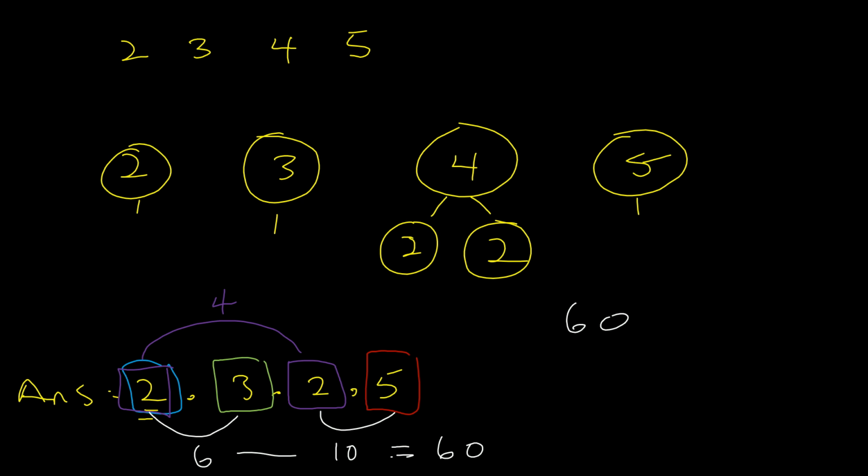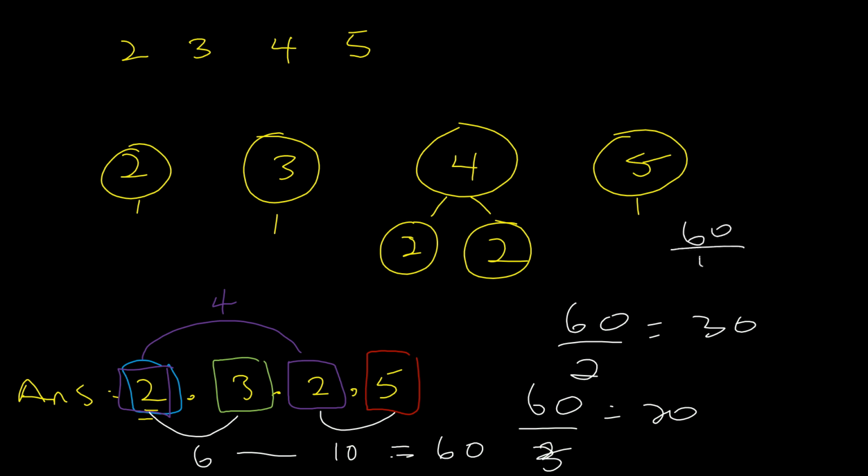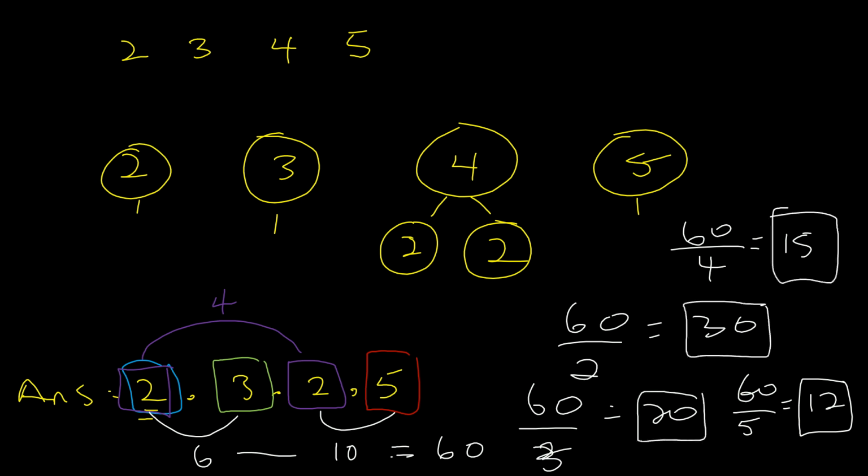Now I can notice that if I take 60 and divide by 2, I will get 30. If I take 60 and divide by 3, I will get an answer of 20. If I take 60 divided by 4, I will get an answer of 15. And if I take 60 divided by 5, I will get an answer of 12. Notice that the numbers remaining, 30, 20, 12, 15, have no common prime factor between them anymore. You may start thinking, okay, well maybe 3, but 20 is not divisible by 3.